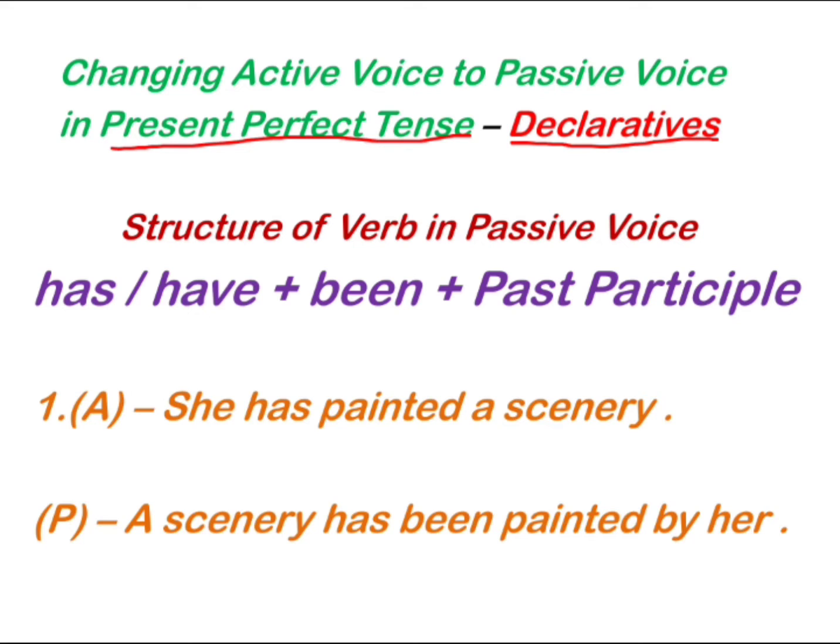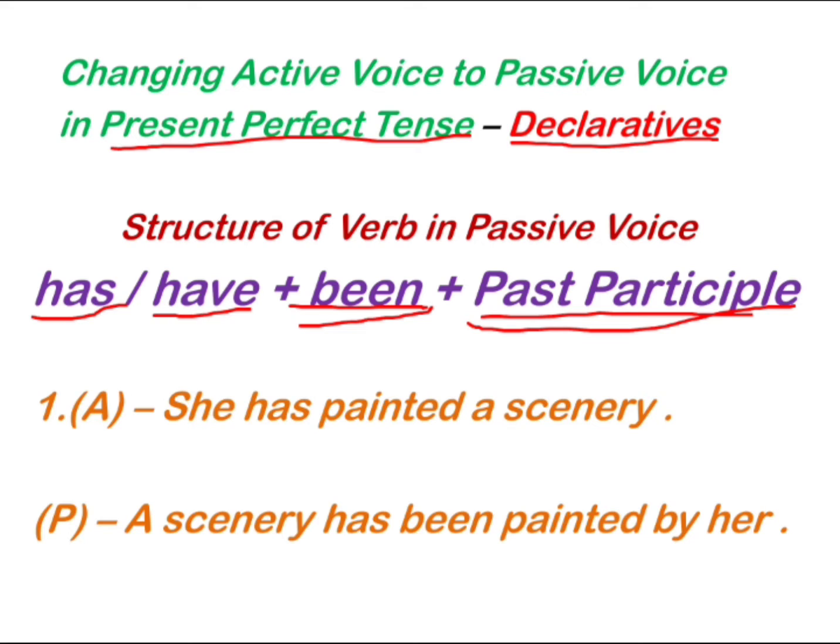Now, the structure of the verb in passive voice: has or have plus been plus past participle. Has we use for singular, have we use for plural, been is the be verb for the perfect tenses, and the past participle is otherwise called verb 3. So has or have plus been plus past participle. We'll go to the example.